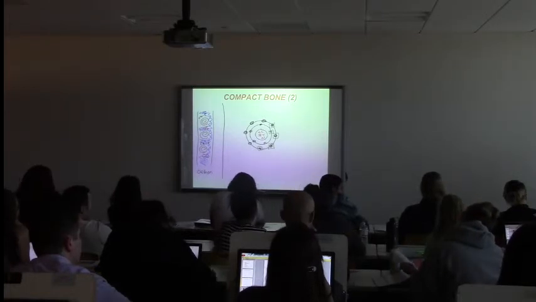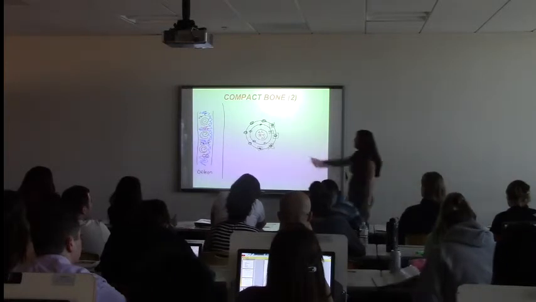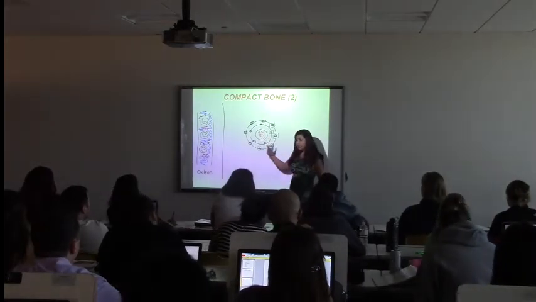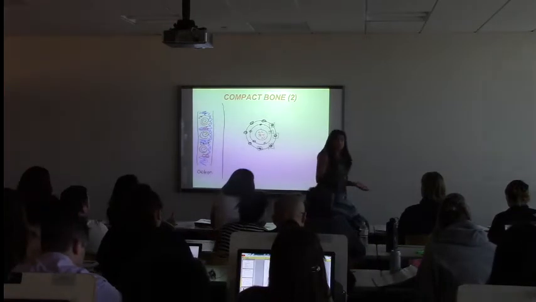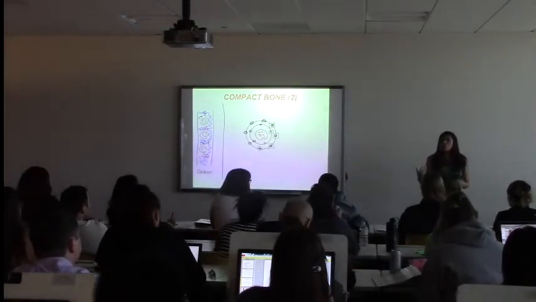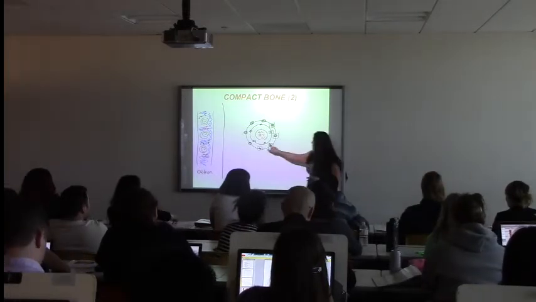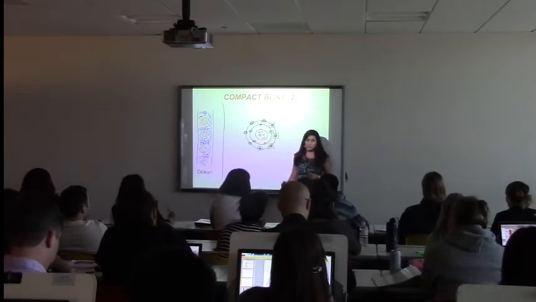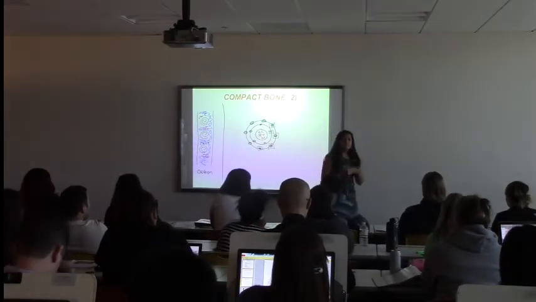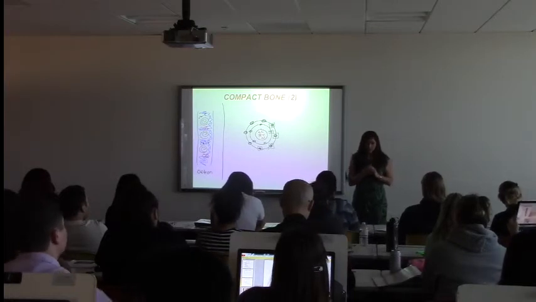How do the osteocytes get their nutrition? An osteocyte is a cell, so it needs nutrition, and it also needs to get rid of waste products. So basically, the cells which are closest to the blood vessel will get nutrition via diffusion. Okay? Does that make sense?